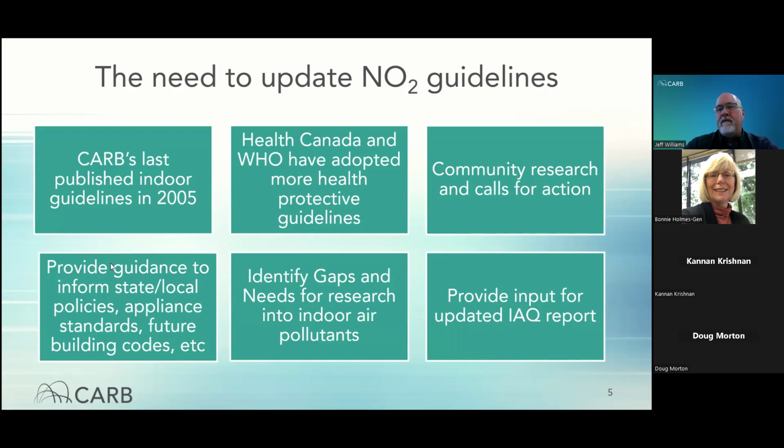Since the 2005 CARB report, agencies such as Health Canada and the World Health Organization have adopted more health protective indoor guidelines for NO2 and other pollutants based on more recent studies. We've seen an increasing call for action from community-based organizations for updated guidelines. Vulnerable communities are at greater risk of exposure to high levels of indoor NO2. And these guidelines will help them to understand what indoor levels are protective of health.